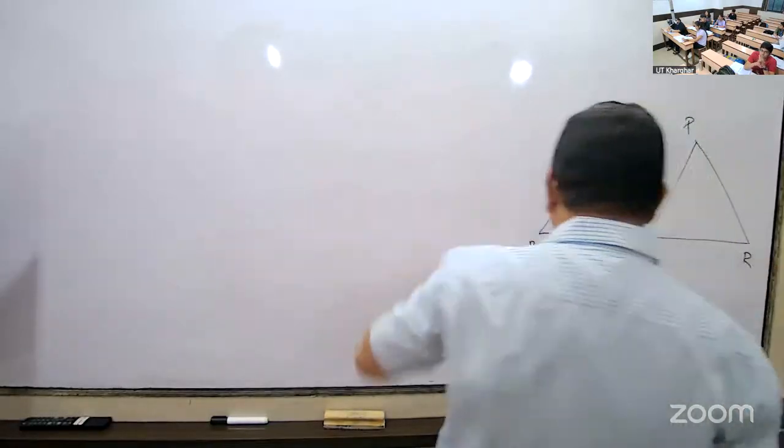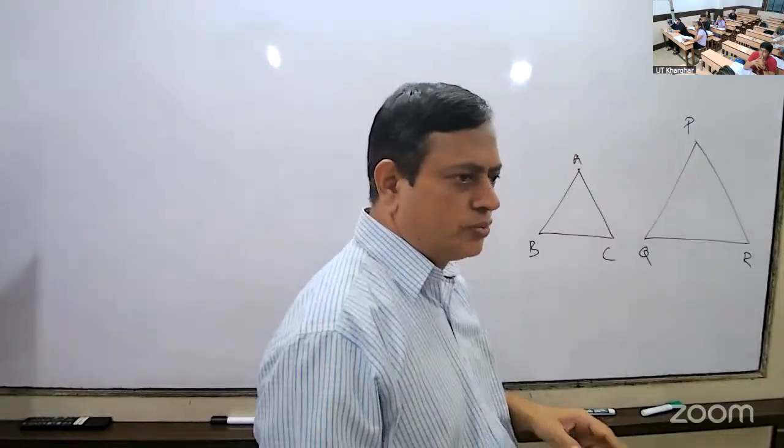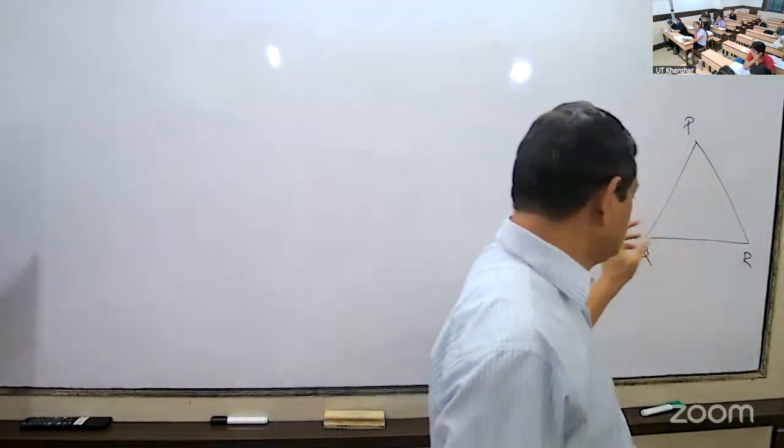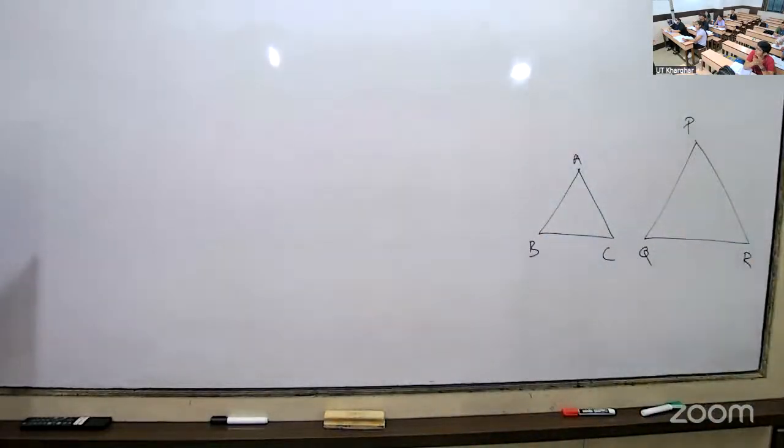Look here. What are the corresponding angles? Angle A is equal to angle B, angle B is equal to angle C, angle C is equal to angle R. Then the two triangles are similar. Then we will write the reason: AAA similarity.